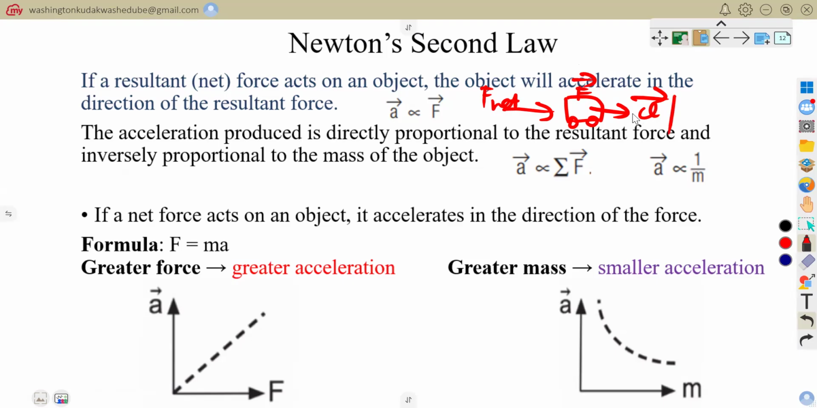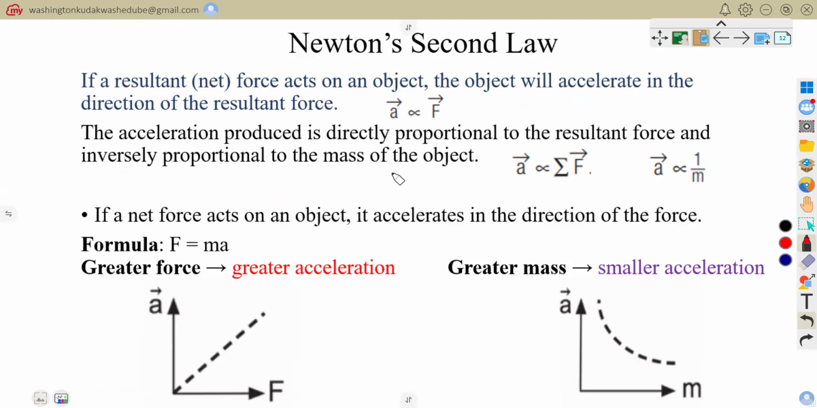And the magnitude of this acceleration will be directly proportional to what? To the applied net resultant force. It will also be inversely proportional to the mass of the object, meaning the greater the mass, the smaller the acceleration of the object. But the greater the net resultant force, the greater the acceleration of the object. That is what Newton's second law simply states.